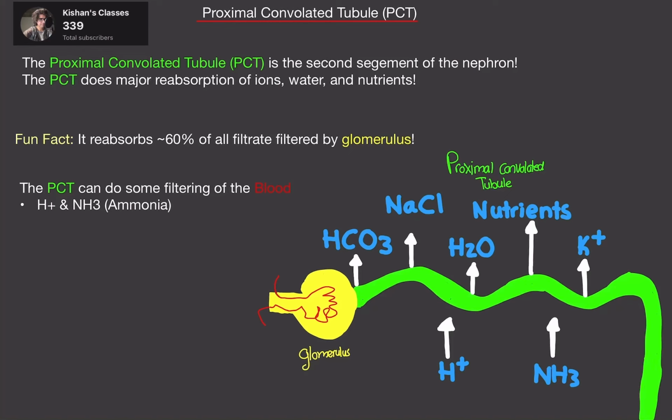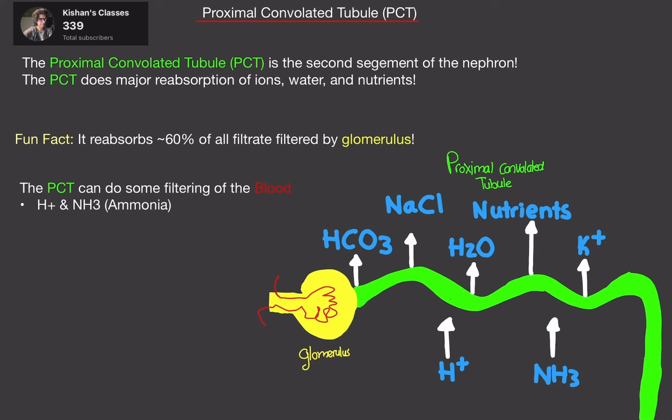Alright, welcome back. In this video, we're going to go over the Proximal Convoluted Tubule, or PCT. This is going to be a really fun video because I enjoy going over the mechanisms of proteins and how ions move in every direction, so it's going to be a fun video. So the Proximal Convoluted Tubule, or PCT, is the second segment of the nephron, the first segment being the glomerulus.